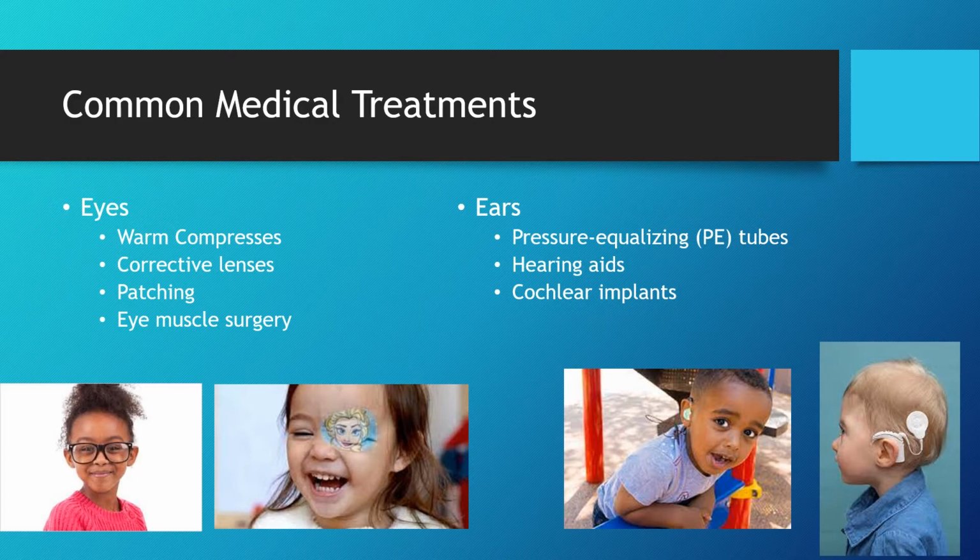For the ears, our treatments are those pressure equalizing or PE tubes, and they're the tiny plastic tubes that are inserted in the tympanic membrane to help relieve effusion from chronic otitis media. Hearing aids, amplifying devices worn in the ear for hearing impairment, and then cochlear implants are those surgically inserted electronic prosthetic devices for sensorineural hearing loss.